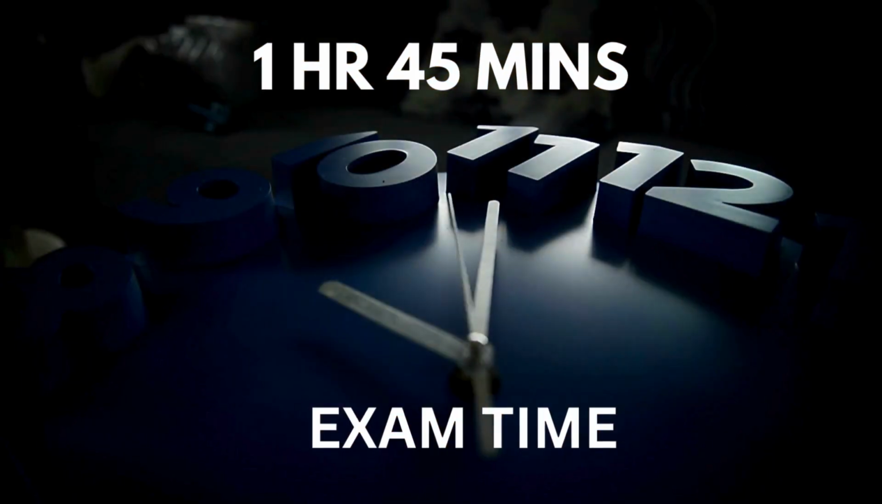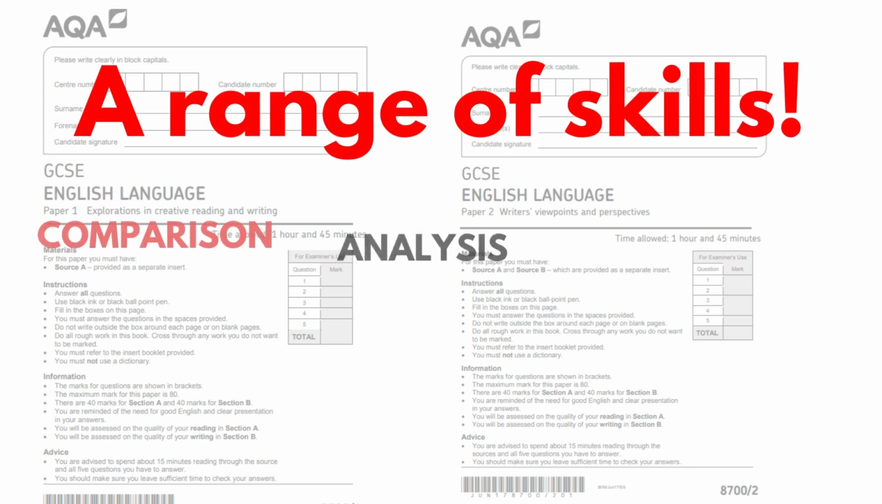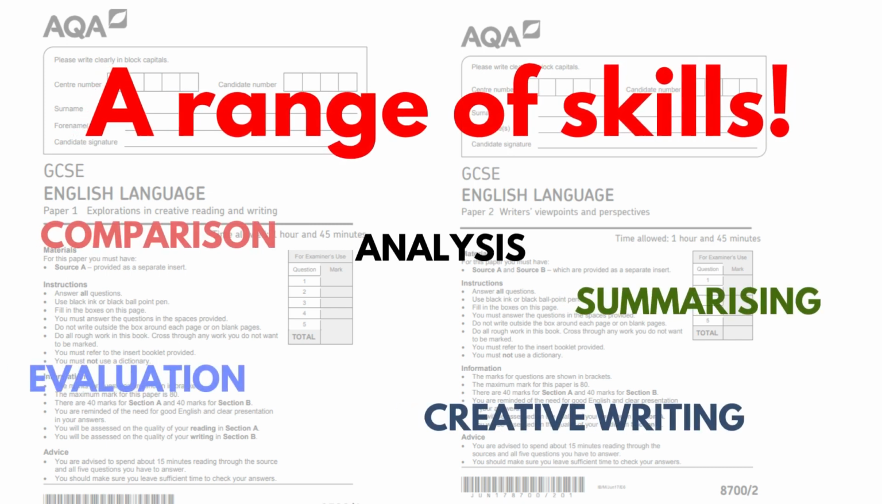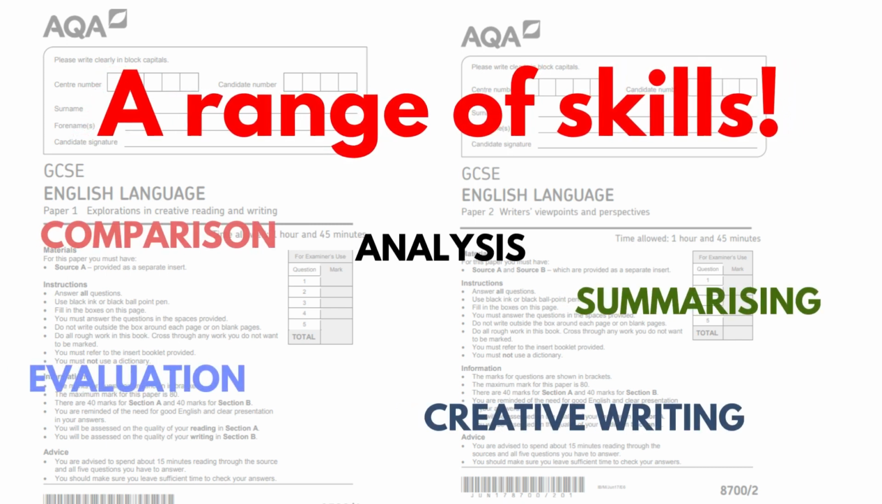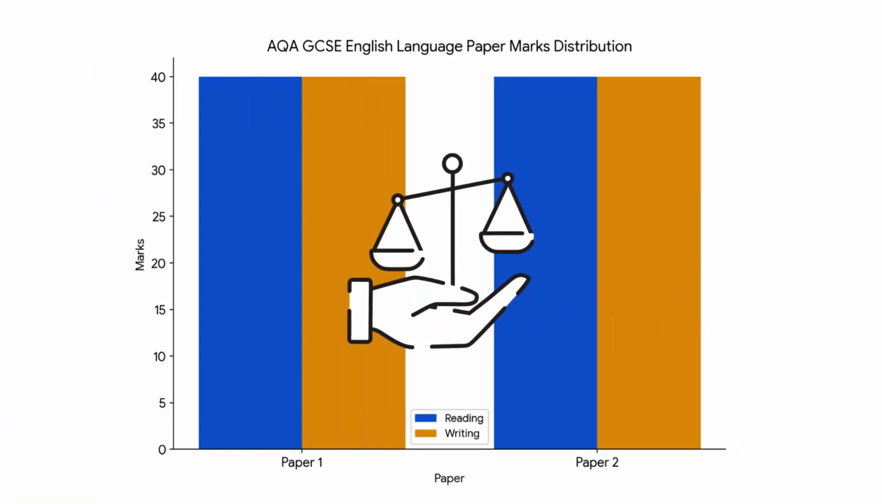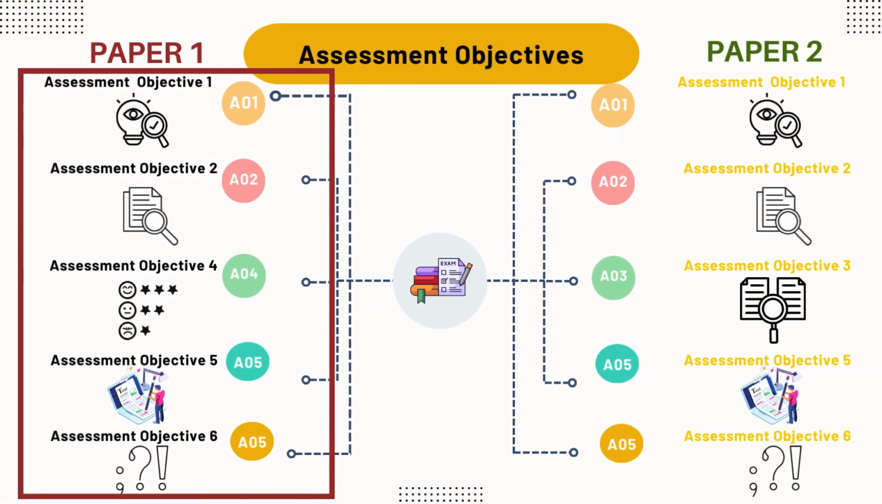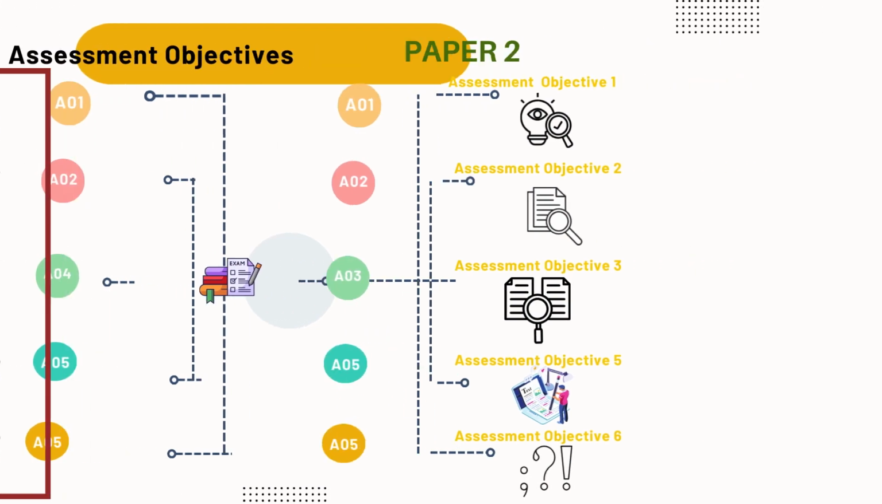Both papers require candidates to complete them in 1 hour 45 minutes. The GCSE English language examinations require students to demonstrate a range of skills across both papers. Both papers are equally weighted. These skills are measured in what's popularly known as assessment objectives. There are 5 assessment objectives assessed for Paper 1.